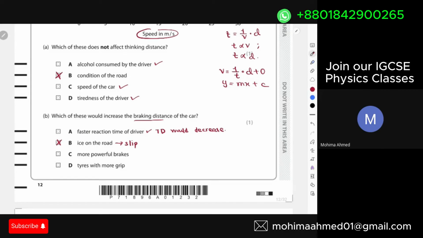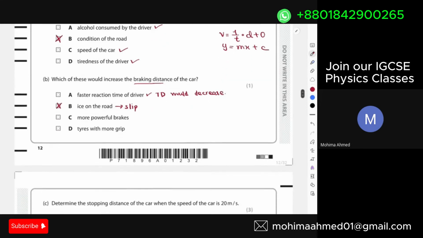Other than that, more powerful brakes. More powerful brakes means that this time I'm going to brake the car hard, which means I can apply the brakes instantly, and the braking distance would be smaller than usual. More powerful brakes means the braking distance would decrease. It would not increase it.